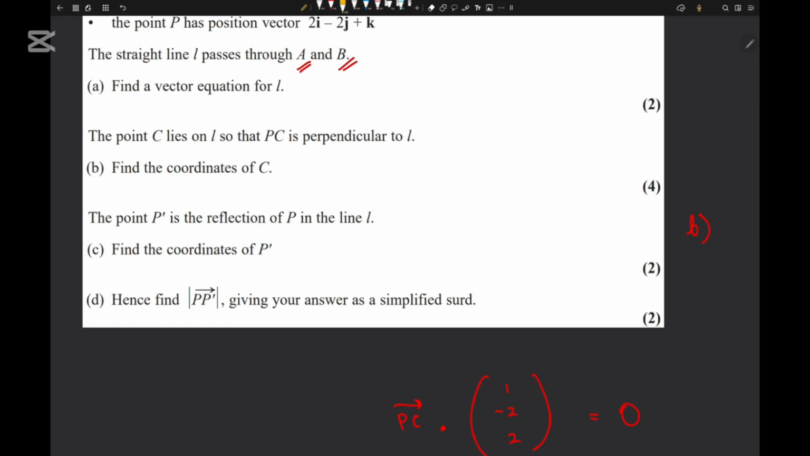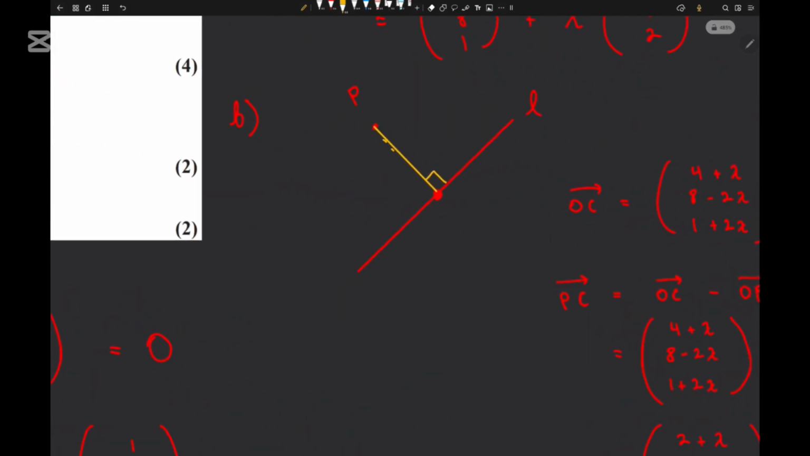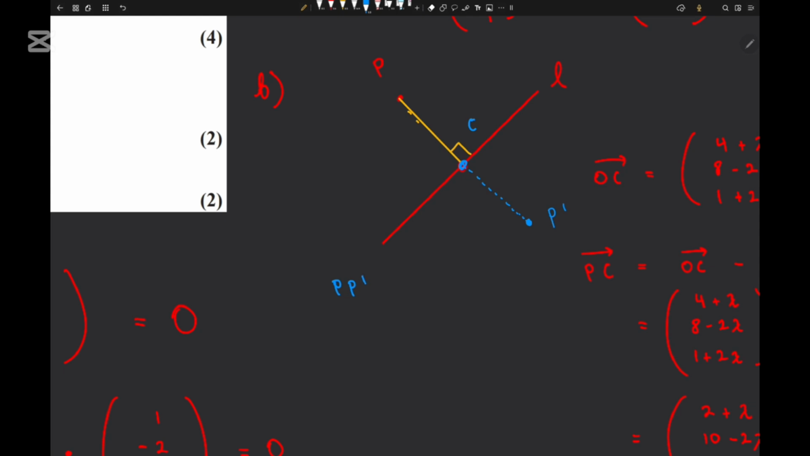Now the point P prime is the reflection of P in the line L. Now we just need to find the coordinates of P prime. So if I reflect point P in the line L, it should give us this new coordinate, which is P prime. Now if this has a distance of D, this distance will also be the same, D. So since this is the point C, I can say that P prime vector is equal to twice the PC vector.